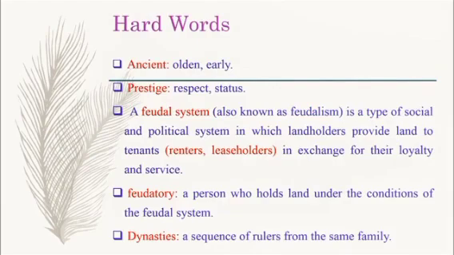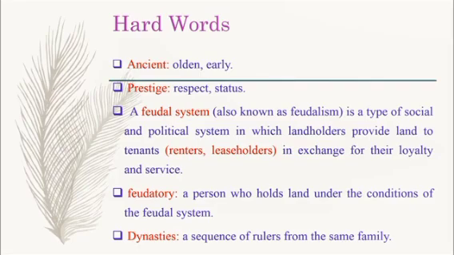Now let's see some hard words. Ancient, prestige, feudal system, feudatory, dynasties. Ancient means olden or yearly. Prestige means respect or status. Feudal system is also known as feudalism. It is a type of social and political system in which landholders provide land to tenants. Here, tenants means renters or leaseholders, in exchange for their loyalty and service.